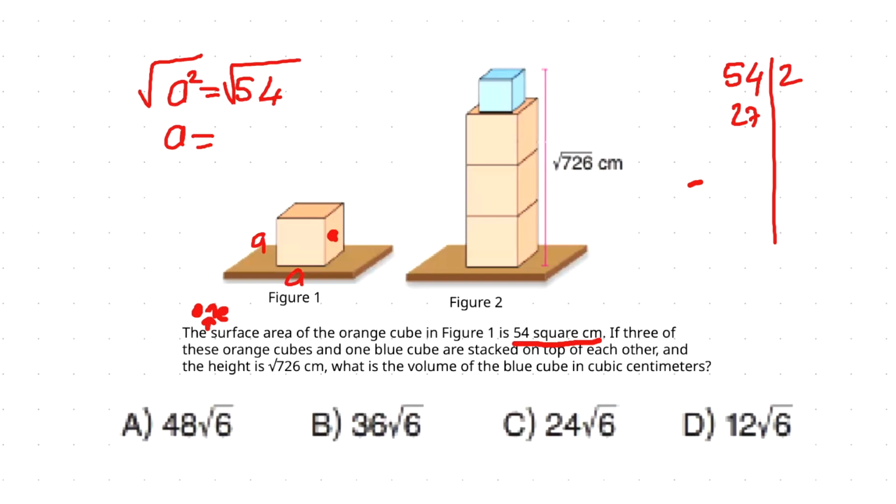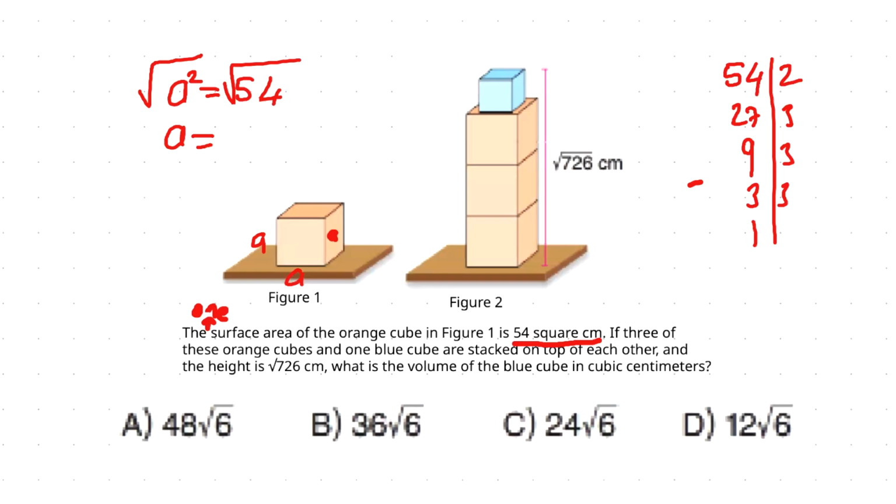I cannot divide 27 by 2, but I can divide by 3. When I divide that by 3, I get 9. I will divide 9 by 3. You get 3. 3 divided by 3 is 1. So over here, we have three 3s and one 2.